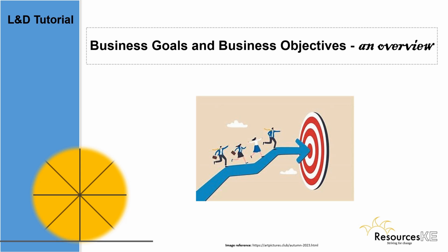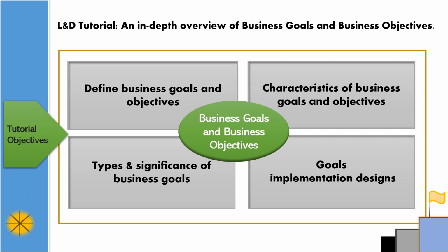The aim of this tutorial is to give an overall roundup on business goals and business objectives. The objective of this tutorial is to define business goals and business objectives, define the characteristics of business goals and business objectives, how do these characteristics help us achieve our desired aims productively, what are the different types of business goals and business objectives, and what is their significance in helping us achieve our desired outcomes successfully, and what are the different frameworks which help us to set, implement, and evaluate goals effectively.